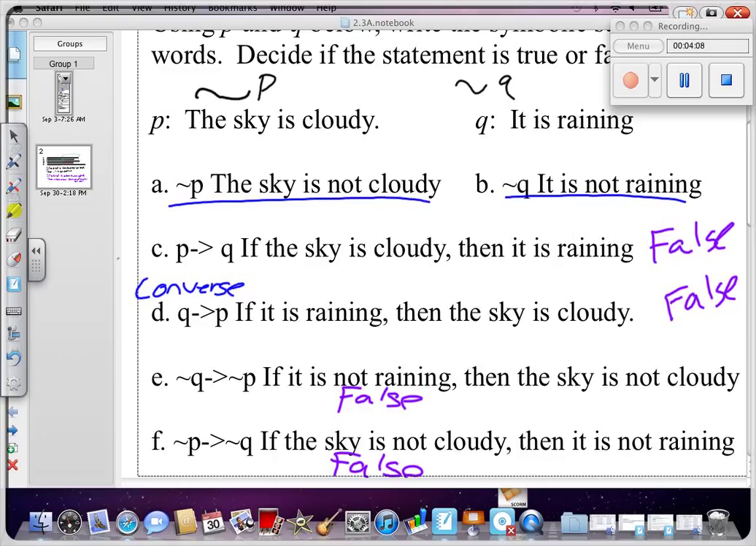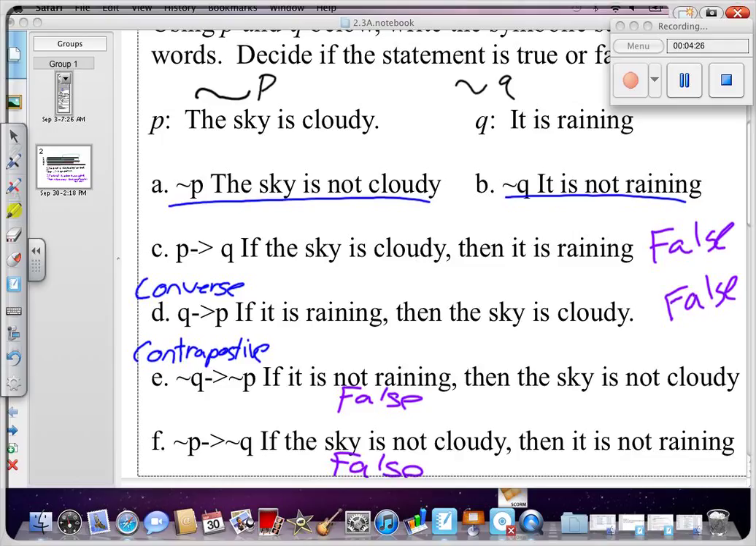Now, I've switched them, but I've made them negative. So what is that called? Contrapositive, good. Which I don't think I'm spelling correctly, but close enough. If it is not raining, then the sky is not cloudy.